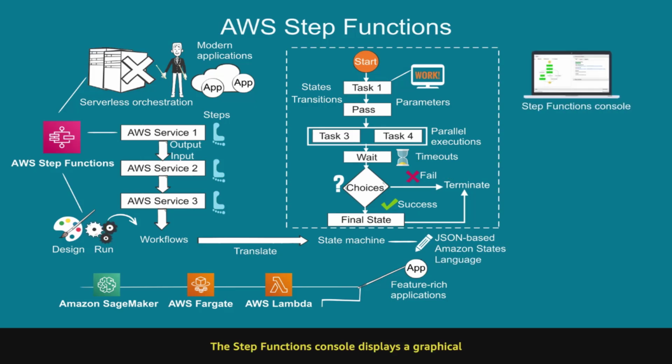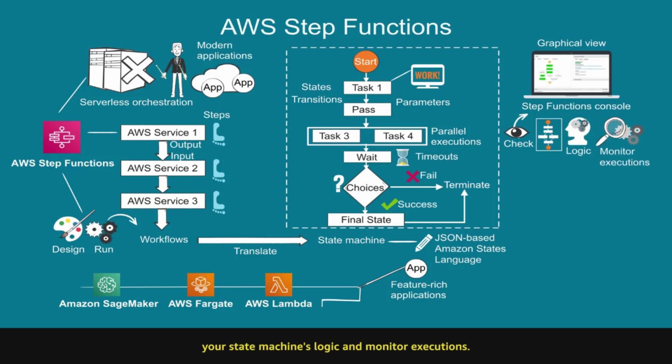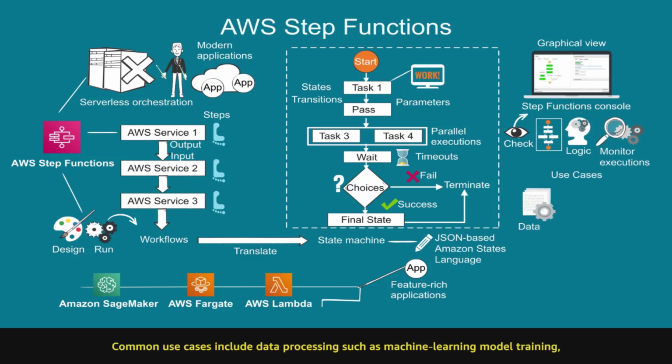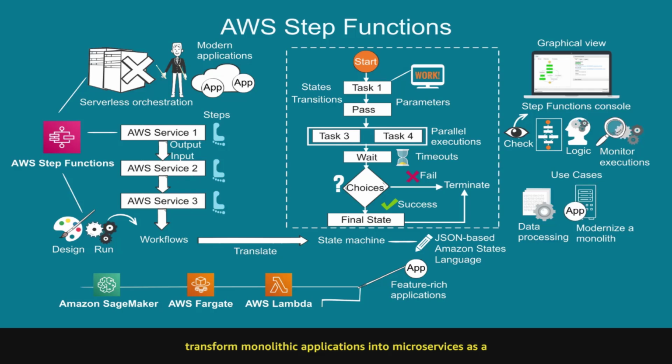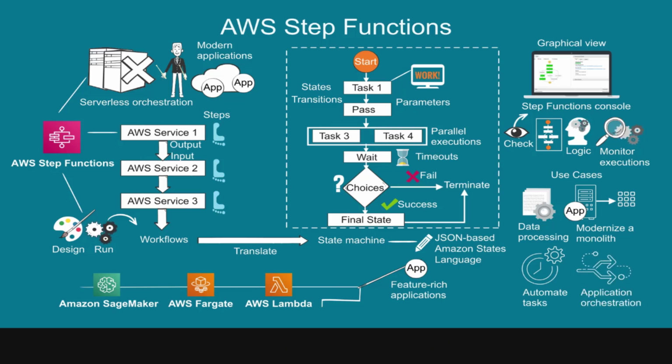The Step Functions console displays a graphical view of your state machine structure. This provides a way to visually check your state machine's logic and monitor executions. Common use cases include data processing, such as machine learning model training; modernizing a monolith, where you can easily transform monolithic applications into microservices as a series of small steps; and automating tasks, such as recurring tasks and application orchestration.